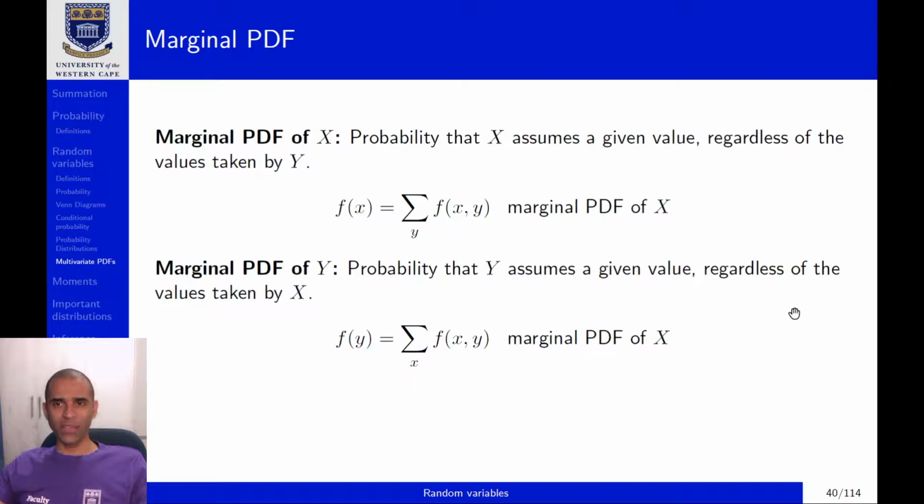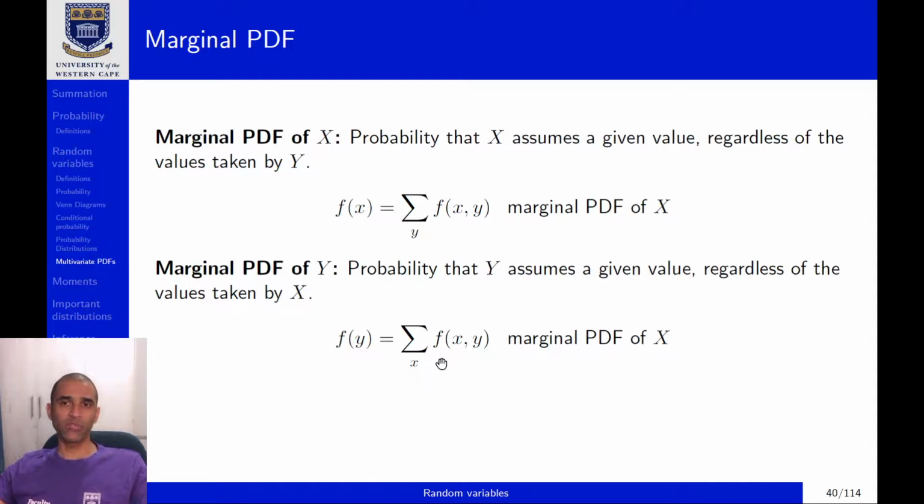Now, in instances where we have a joint PDF, that is a PDF comprising two variables, we can introduce the concept of a marginal PDF. So the marginal PDF of x is the probability that x takes on some value irrespective of the y variable, regardless of what value y takes on. And this really just collapses back to the probability distribution of x. So f of x equals the sum over all y of the joint distribution f of x, y.